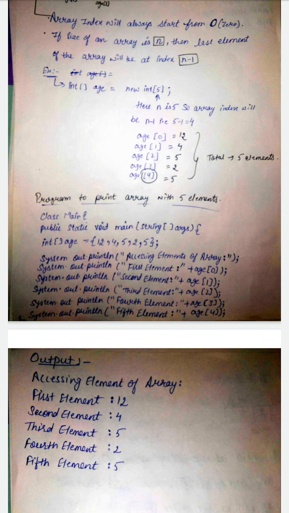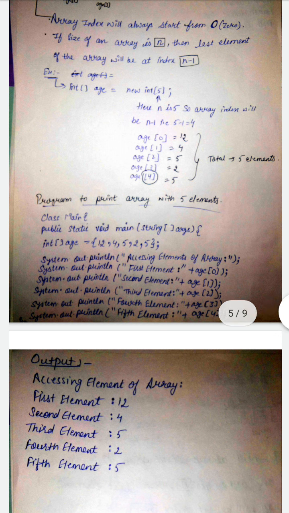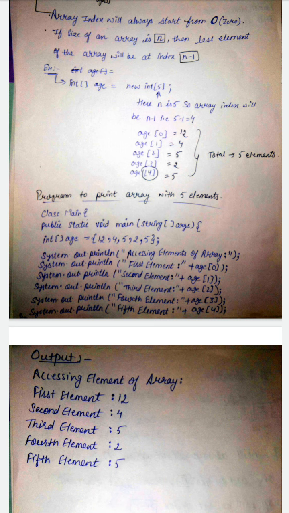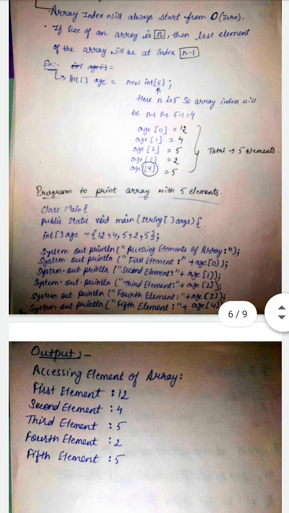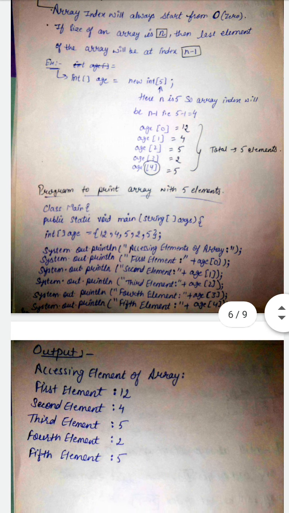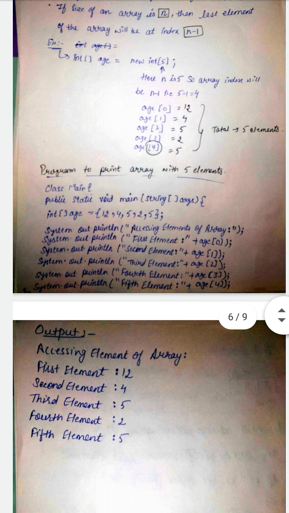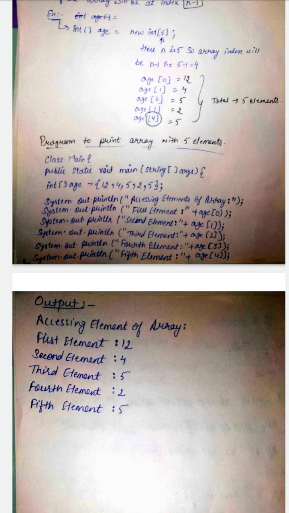Okay, at index 0 there will be value 12, at index 1 there will be value 4, at index 2 there will be value 5, at index 3 there will be value 2, and at index 4 there will be value 5. So total elements are 5 and the last index will be n minus 1, that is 5 minus 1 is equals to 4. Okay. Now, program to print an array with 5 elements. How can you print an array with 5 elements?